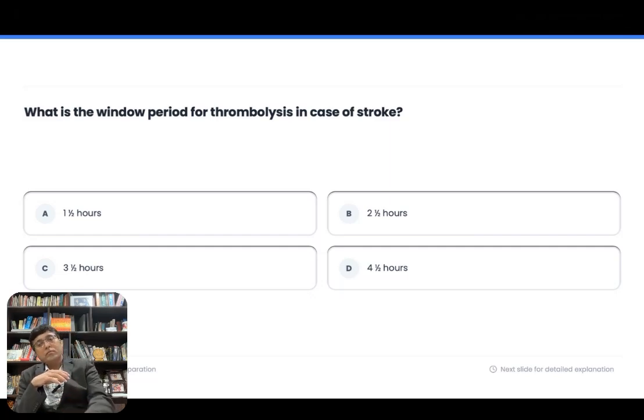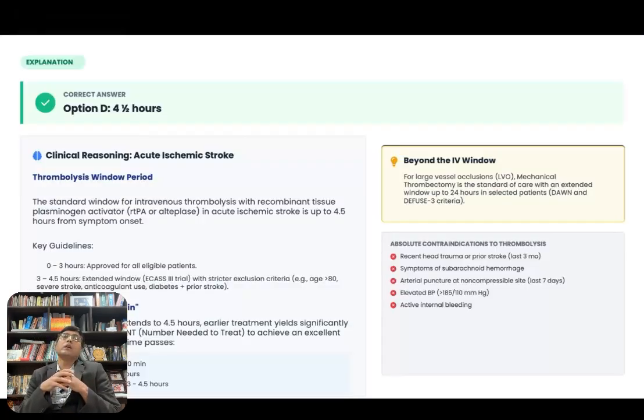Now, when we are going to discuss thrombolysis within the window period, the standard window period for intravenous thrombolysis with recombinant tissue plasminogen activator or rtPA in acute ischemic stroke is up to 4.5 hours from the symptom onset.